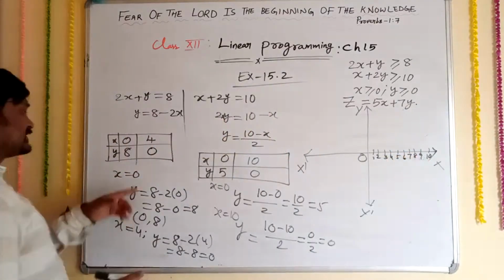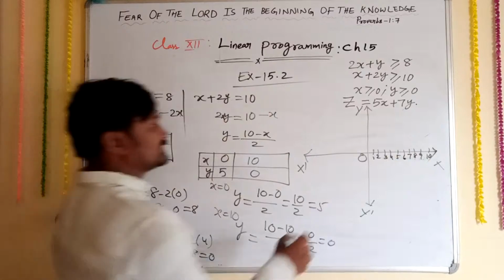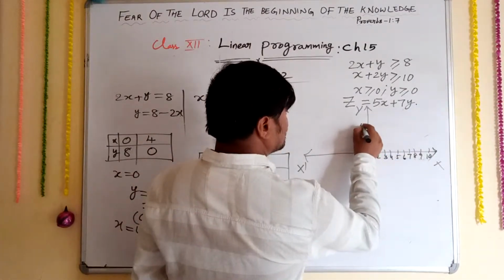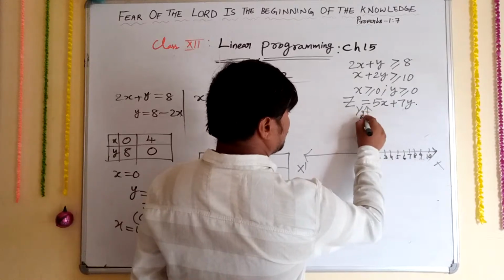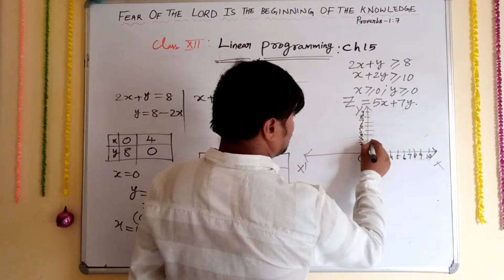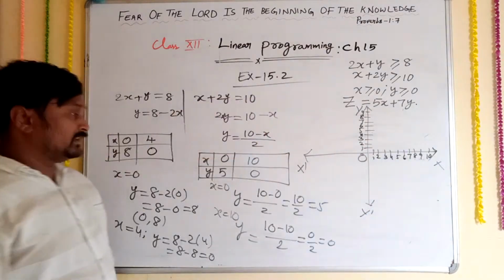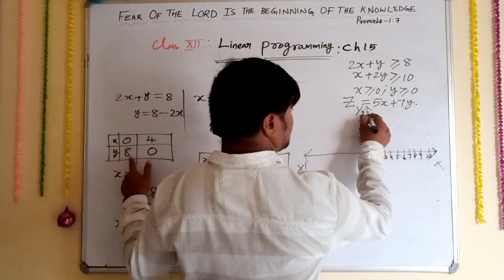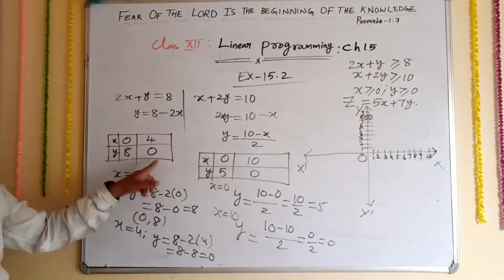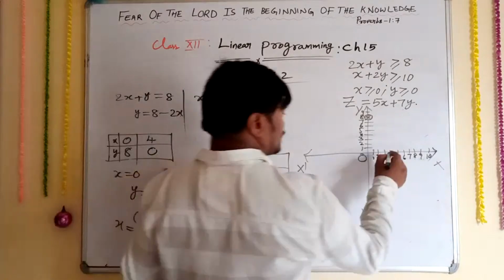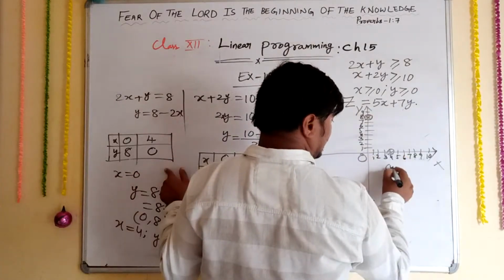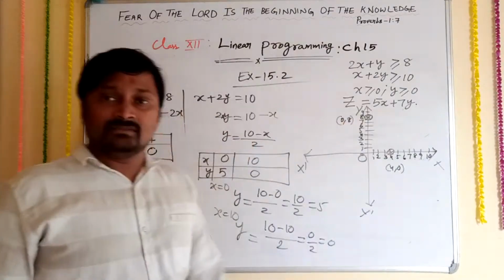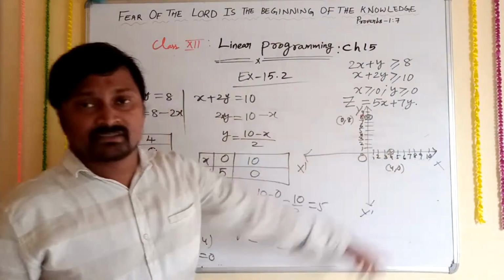So next, y highest is 8. So then 1, 2, 3, 4, 5, 6, 7, 8, 9. Up to 9 I am going to write. Okay, next. First 0 to 8. So this is 0 to 8. Next 4 and 0. This is 4 and 0. This point is 4 comma 0. This point is 0 comma 8. Now just join these 2 points, you get a line.